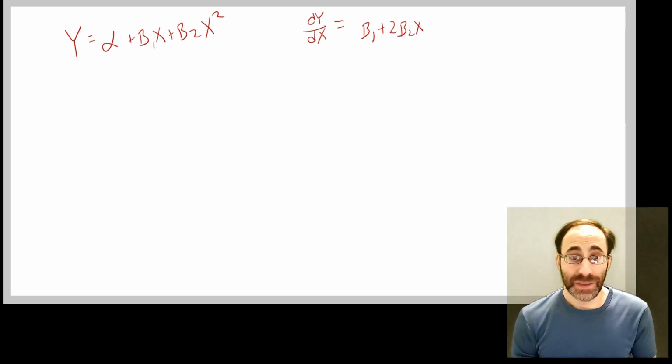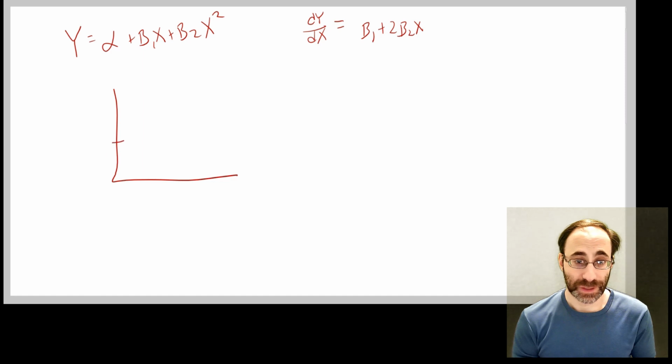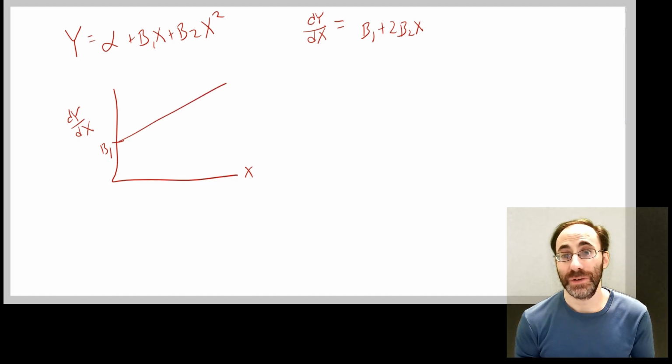So just like before, if we were to draw this out, and let's say beta 1 and beta 2 were both positive, then this would be beta 1, and this would be the marginal effect of x on y, and this would be x, and we'd find that this would be increasing if both beta 1 and beta 2 are positive.